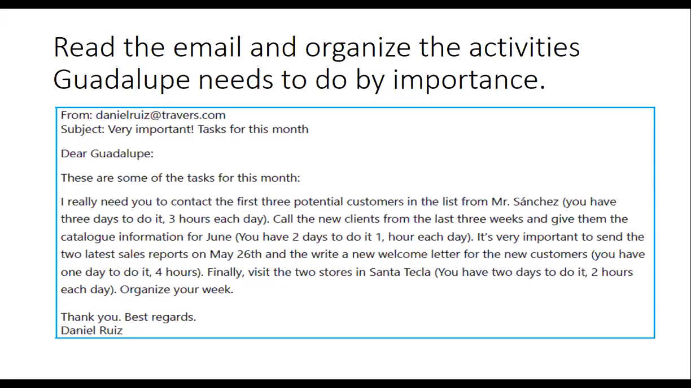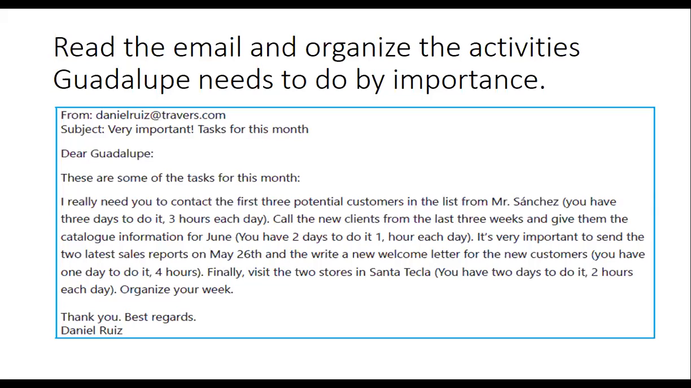And then write a new welcome letter for the new customers. You have 1 day to do it, 4 hours. Finally, visit the two stores in Santa Tecla. You have two days to do it, 2 hours each day. Organize your week. Thank you. Best regards, Daniel Ruiz. Daniel le aventó todo a la pobre Guadalupe que lo hiciera, right?